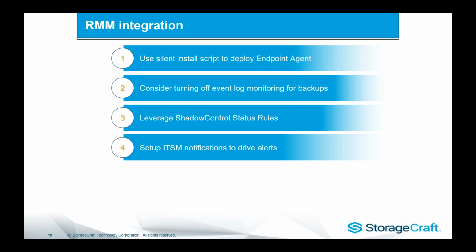And really what I would say is consider turning off those event log monitorings that you're doing in your RMM for the backups and ImageManager, and leverage the ShadowControl status rules. That will really automate it, and it gives you a lot more control about which point something's really a problem.